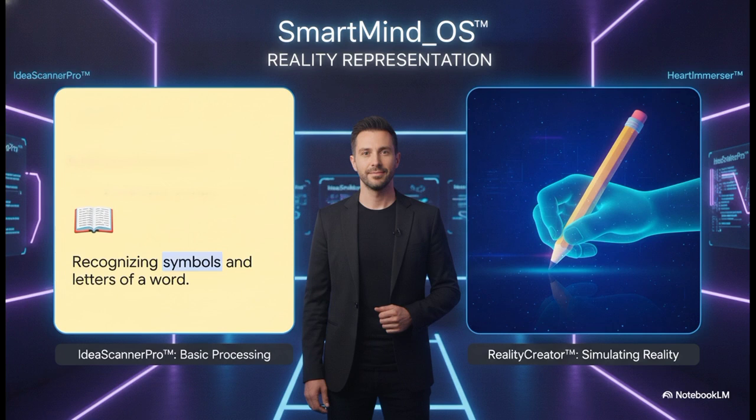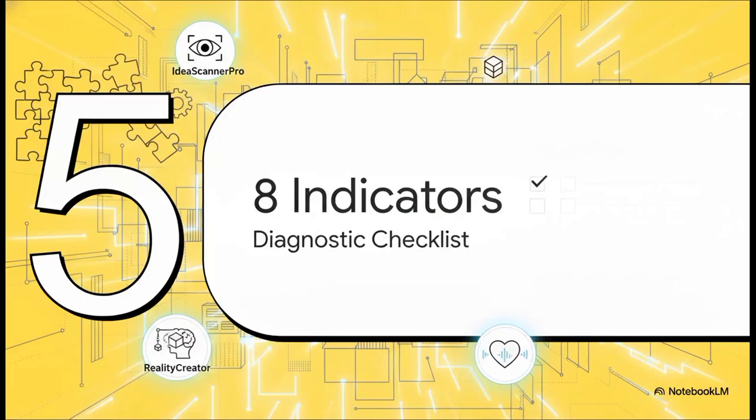And this is exactly what you need to be doing, not just for simple words like pencil, but for complex theories, historical events, or intricate data sets. By actively using your mental software, you transform dead text into a lived experience. And finally, Section 5, the 8 indicators of understanding. Consider this your ultimate diagnostic checklist.